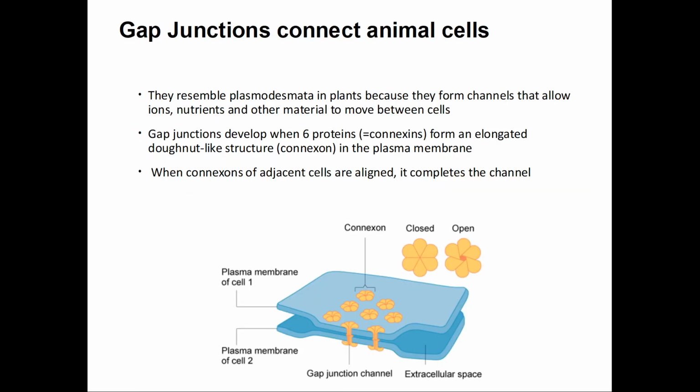All right, animal cells have a structure very similar to plant cells' plasmodesmata called gap junctions. They form channels that allow ions, nutrients, and other materials to move between cells. Gap junctions develop when six proteins form an elongated donut-like structure called a connexon in the plasma membrane. When connexons of adjacent cells are aligned, it completes the channel. In other words, you have to have a connexon on both sides, on both cells, in order to have a channel that will be open.